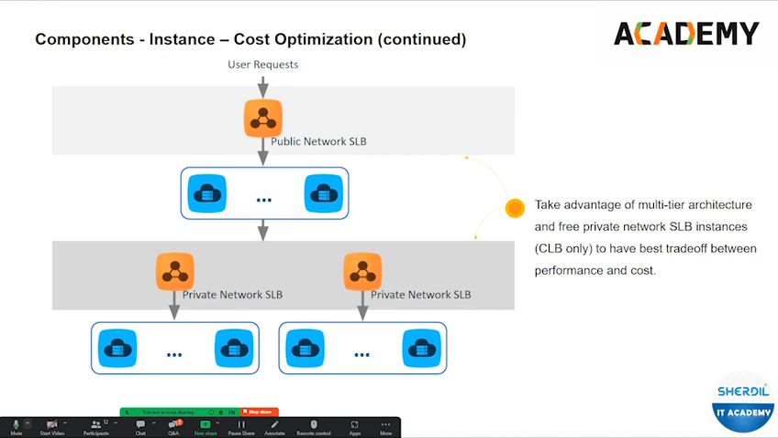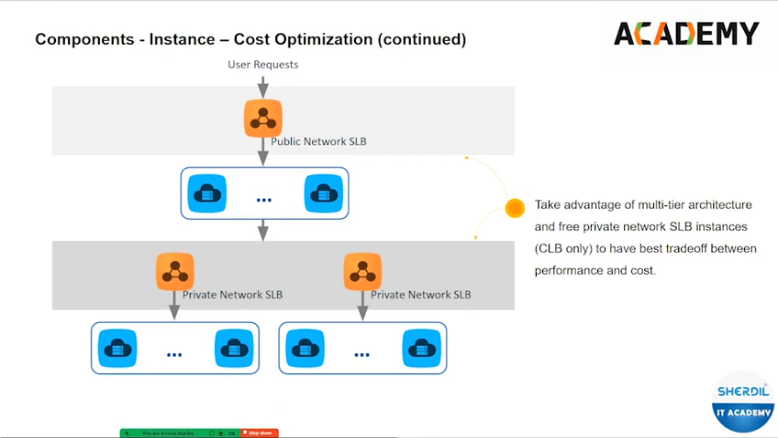The SLB basically starts with the public network SLB, and then it moves towards the private SLB. So first we need to take advantage of multi-tier architecture and the free private SLB instance to have the best trade-off between performance and cost.